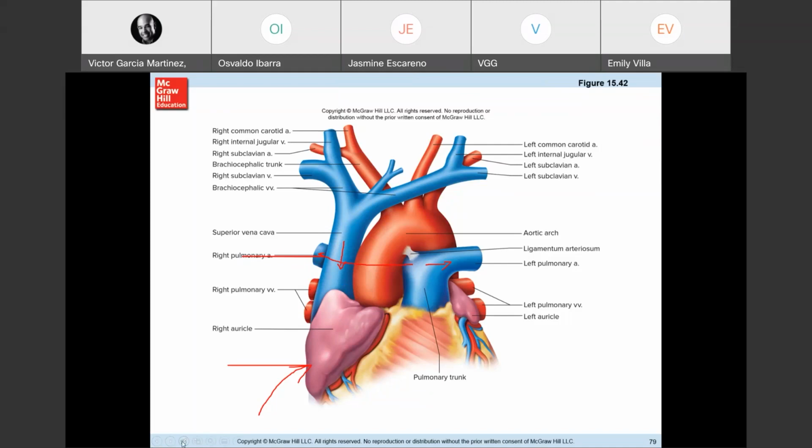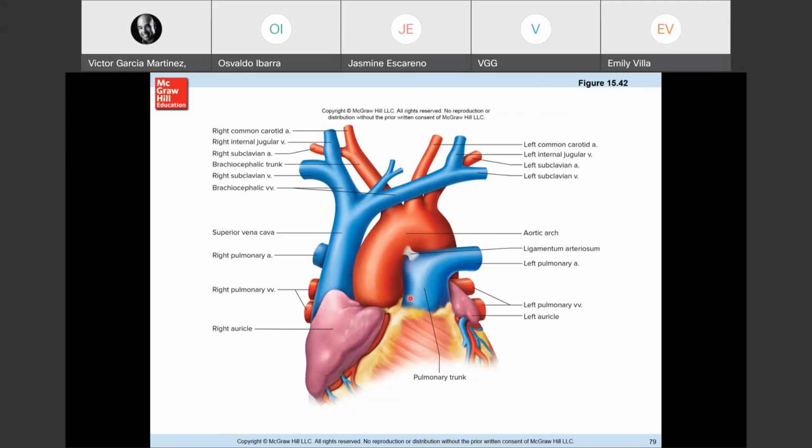Okay, guys. Then we have the most important artery in your body, which is the aorta. Remember, the aorta is the most important artery in your body. This is the aorta, and you have three portions in your aorta. You have the ascending portion, the aortic arch, and then the descending portion, which is going to be behind the heart.